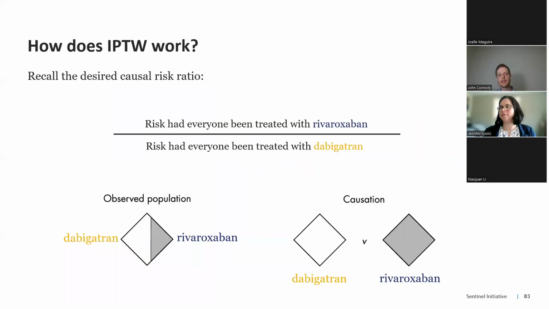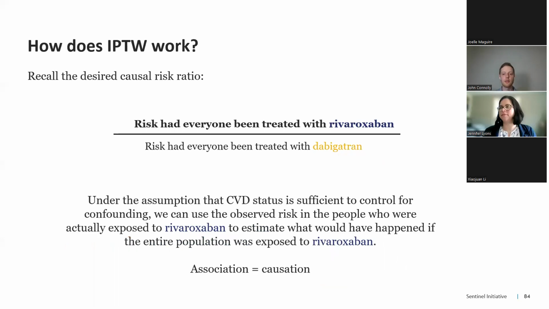Before we do that, though, I want to take a step back and remind us about what we're trying to do here, and that's estimate the desired causal risk ratio, specifically the risk in a hypothetical or counterfactual world where everyone in our population got rivaroxaban, divided by the risk had everyone in the population instead been given dabigatran. So we can take this on in pieces. We'll start with the numerator.